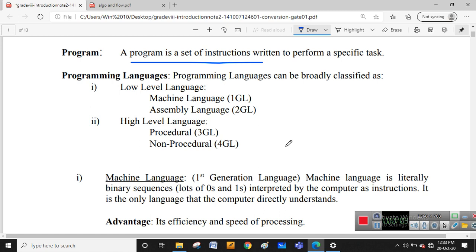Before that, we will go into some programming languages and how they are classified. Programming languages are broadly classified into low-level language and high-level language, which we discussed in our class 6 only. That is 1GL, 2GL, 3GL and 4GL, which we discussed. 1GL is nothing but machine language, the computer's machine language, which understands only zeros and ones. The computer's starting language is machine language only.